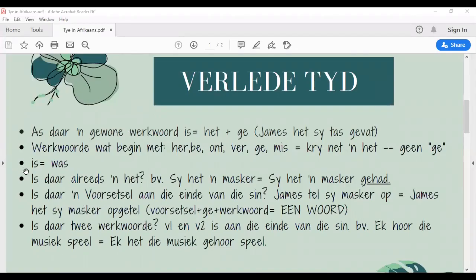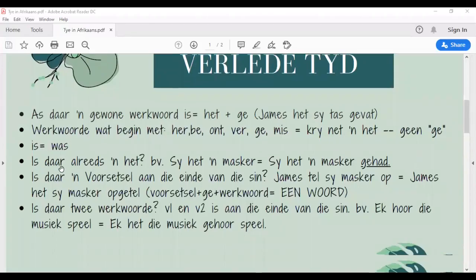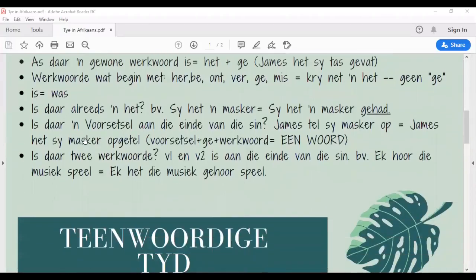Then another one that's quite easy is verander na was. Even in English it's the same, is changed to was. Then what do we do if there is already a het in the sentence, but it's not a past tense sentence? For example, sy het 'n masker, she has a mask. It's not a past tense, dis nie verlede tyd nie. Sy het 'n masker, she has a mask.